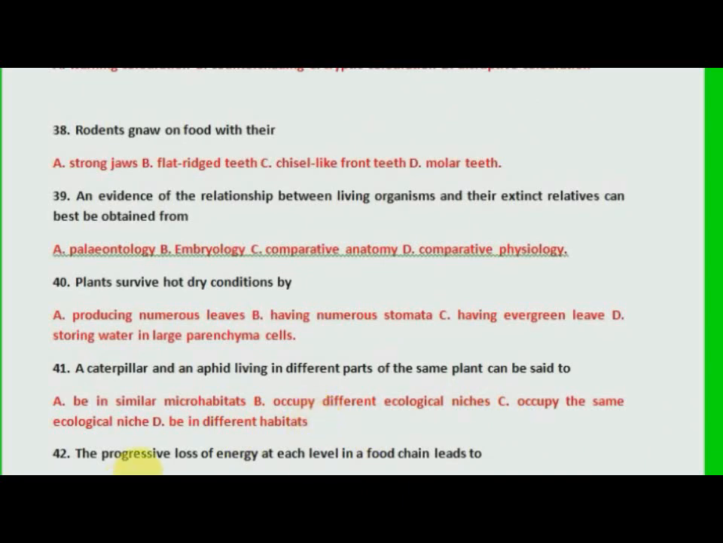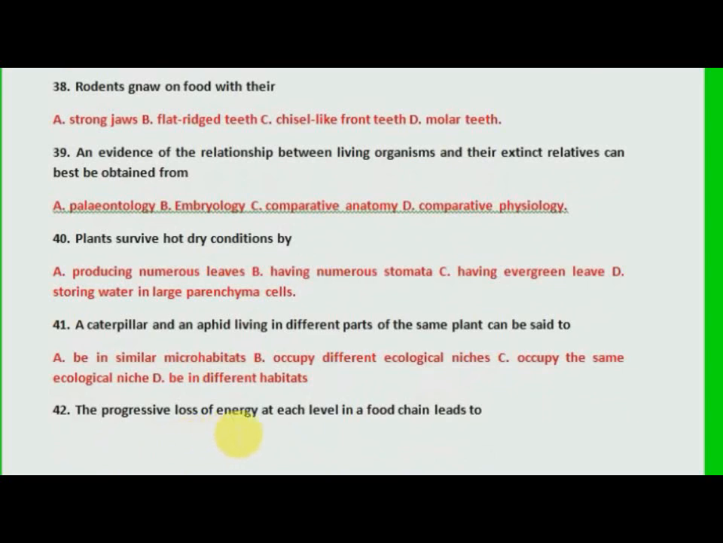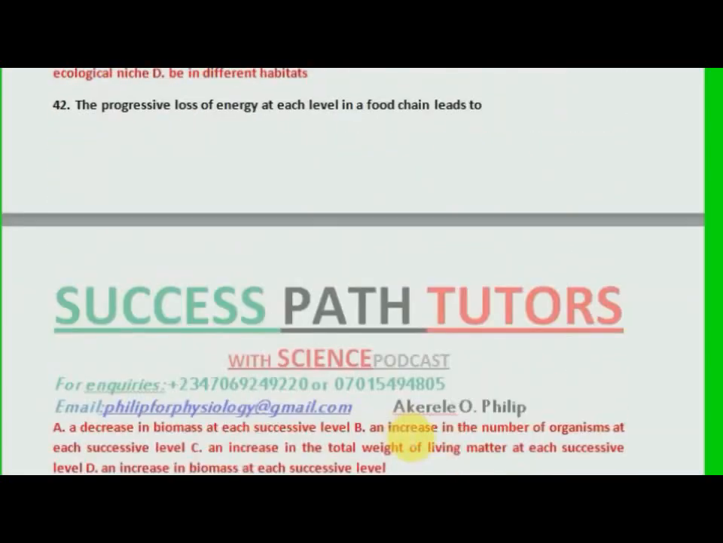The progressive loss of energy at each level of a food chain leads to: decrease in biomass at each successive level, or increase in number of organisms? The answer is A, decrease in biomass, because as we move from level 1 to level 2, as we move up, you pass only 10% of the energy. So it means there's a decrease in energy transferred.